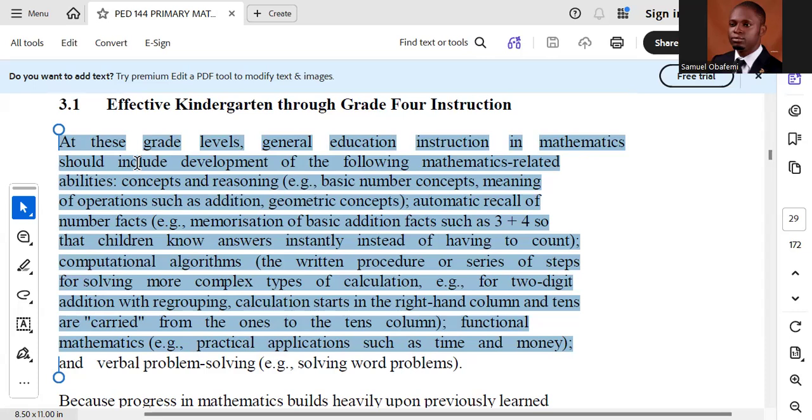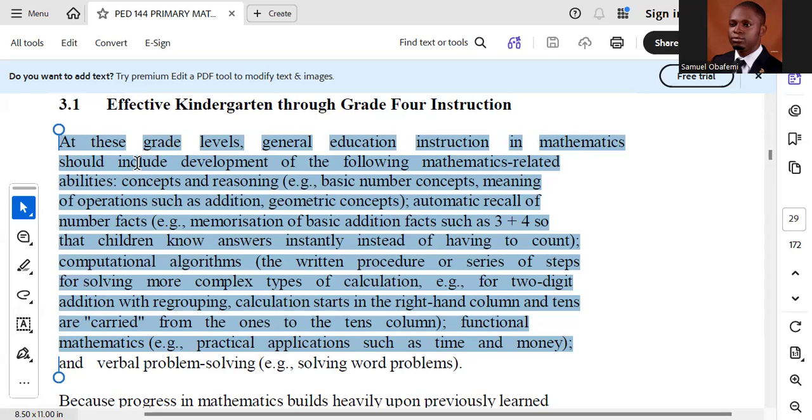Concept. Now, another example we can use to explain the first effective way of teaching kindergarten through grade 4. Still on that concept and reasoning, let's take another example to help you understand. If you want to teach them subtraction, for instance, suppose we have 5 apples on the table. Then you take away 2, it remains 3. So you write 5 minus 2 equals 3.